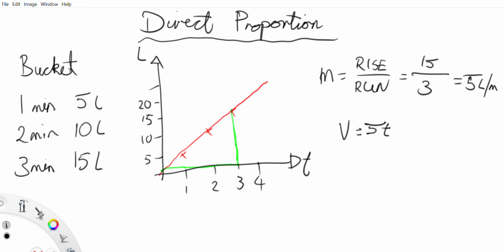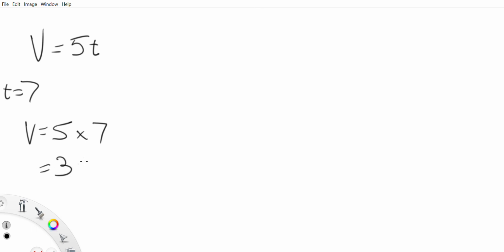Then from there what we can do is work out any possible outcome. You'll get asked questions. If we know that this is our formula, we can use that formula to work out the volume after however many minutes. So if I create a new page and we know that V equals 5t, and the question I ask is how many liters will there be after 7 minutes? So t equals 7. That wasn't in our graph, but we can work that out really easily. V equals 5 times 7, which equals 35 liters.